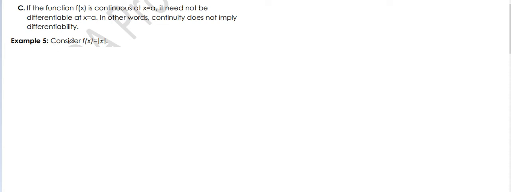Let's consider this example. F of x equals absolute value of x. Okay, kapag meron tayong absolute value, makakagawa tayo ng piecewise function wherein we have f of x equals x if x is greater than or equal to 0, and negative x if x is less than 0.